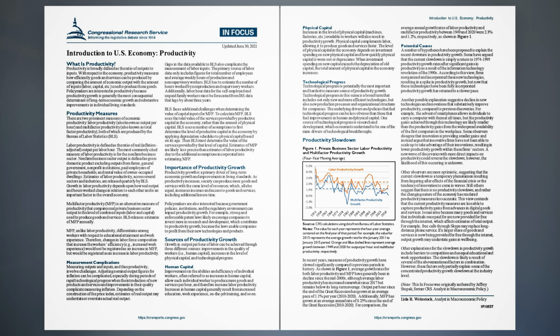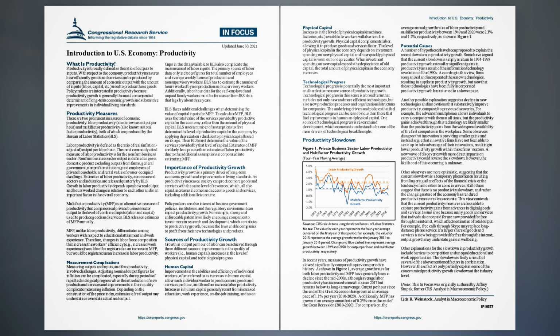Gaps in the data available to BLS also complicate the measurement of labor inputs. The primary source of labor data only includes figures for total number of employees and average weekly hours of production and non-supervisory workers. BLS has to estimate the number of hours worked by non-production and supervisory workers. Additionally, labor hour data for the self-employed and unpaid family workers must be forecasted from IRS data that lags by about 3 years.